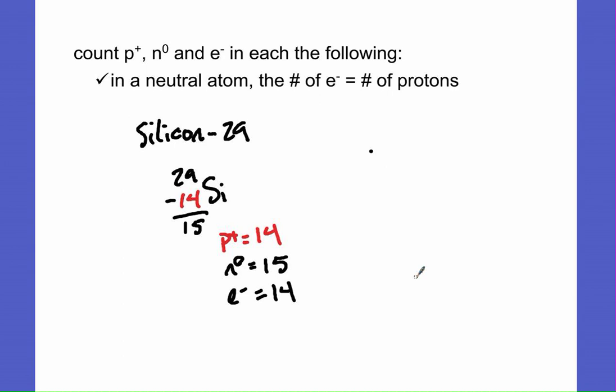So again, this shouldn't really be too hard. You did this in biology, right? All you have to do is use a couple of different numbers off your periodic table to figure out what's what. So that was silicon. We can do another example real quick just to make sure we know what's going on.